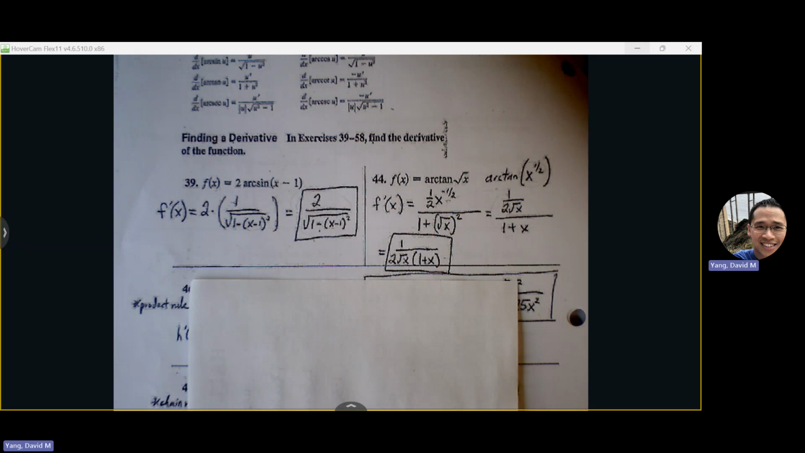Any questions? 39 or 44? Right, number 46, hopefully we see a need for product rule there. X squared is one thing, arctangent of 5x is another thing. They're being multiplied together. So go to the product rule, f prime g plus f g prime.